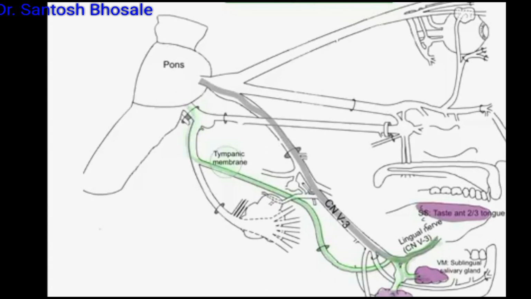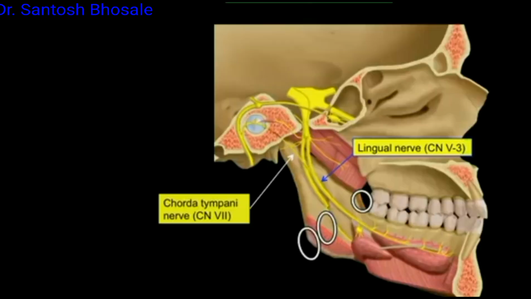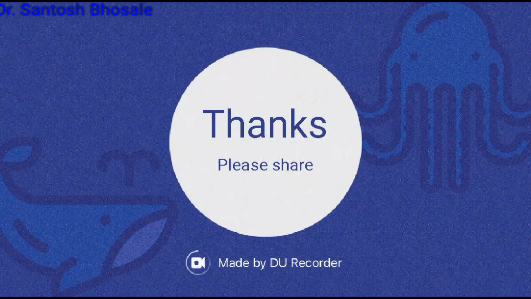You can see there. This is how it carries the taste sensation, by joining with the branch of the trigeminal, that is the lingual nerve. You can see the chorda tympani there, a slender branch joining at an acute angle in the infratemporal fossa. That's about it. Thank you.